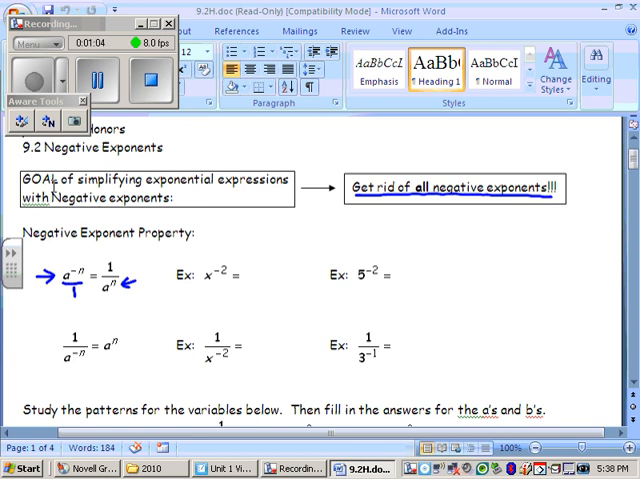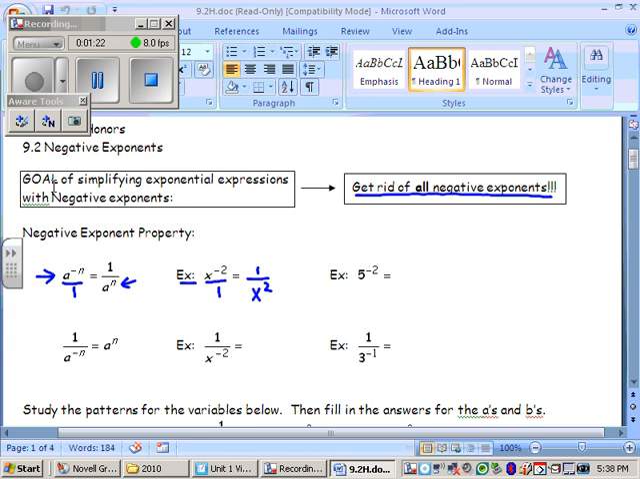Let's look at that with a different variable. In the next example, it says x to the negative 2. So if we take the reciprocal, it simply flips the fraction over, and when you do this, the 2 becomes positive.